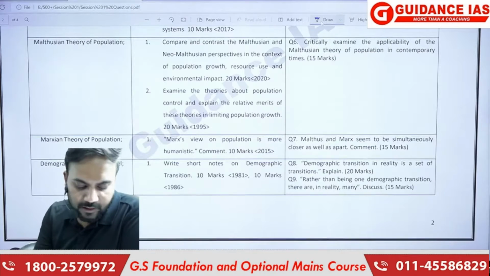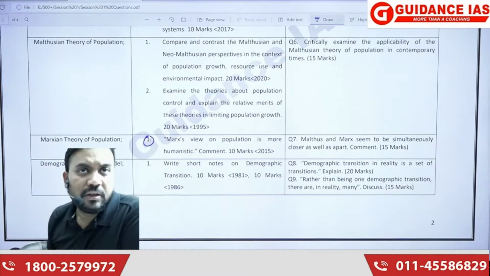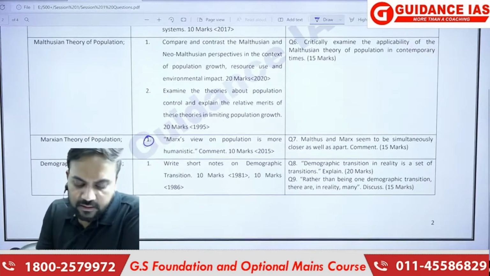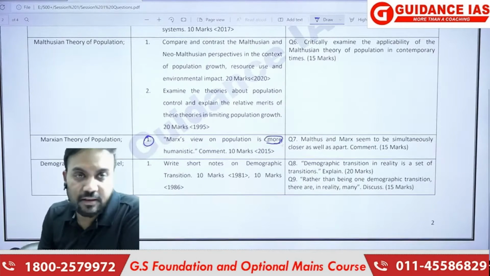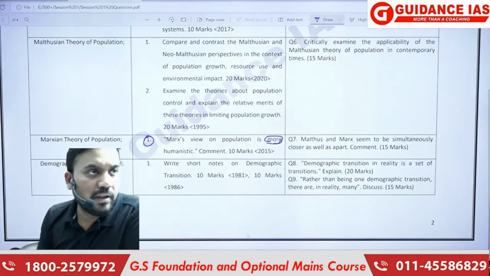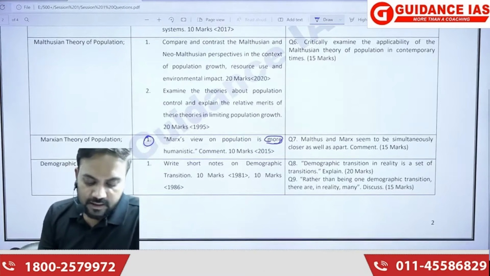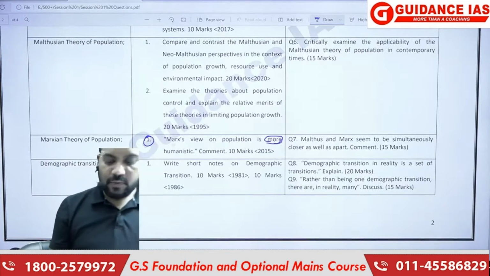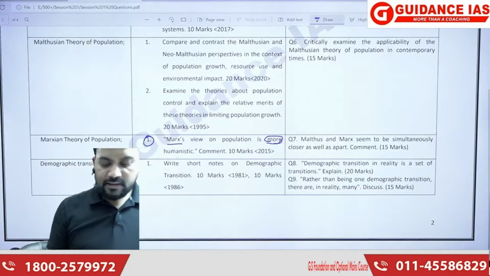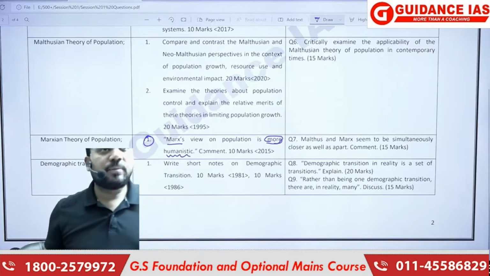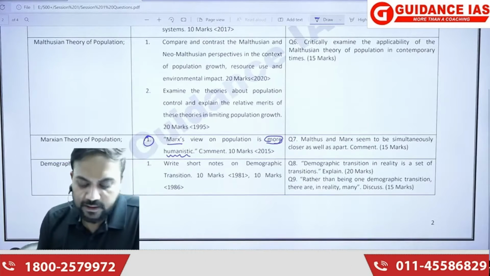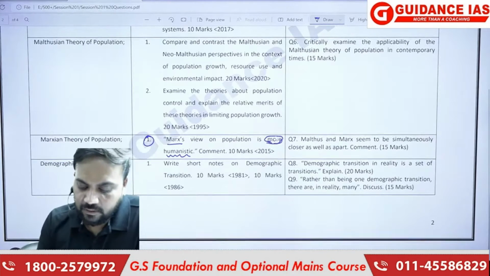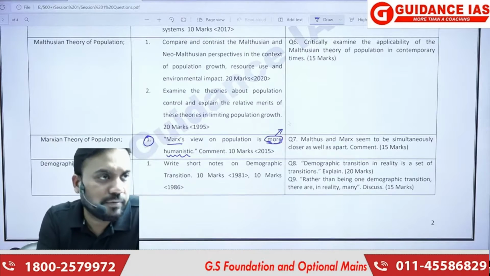Question number 1, any problem? Is there any problem with what has been asked here? It is simple. What you have to do here: the keyword here is "more humanistic." So you should know both concepts, Marx's view and Malthus's view, and second, you should also know the conception of humanism. What is essentially humanism?